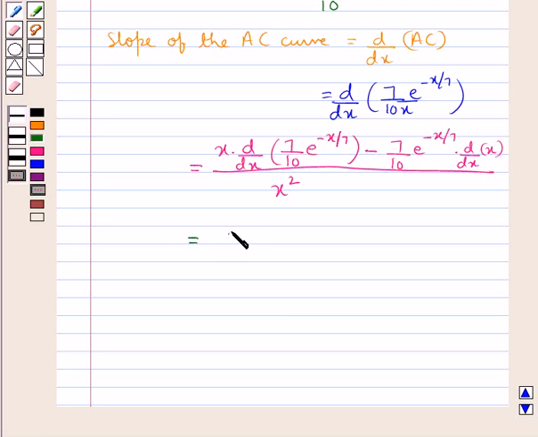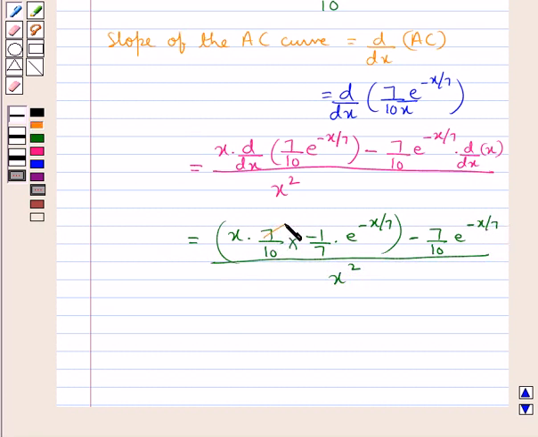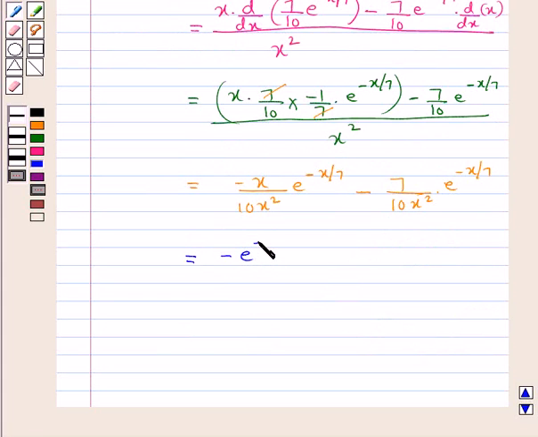So we get this is equal to x into 7 upon 10 into minus 1 upon 7 into e to the power of minus x upon 7 minus 7 upon 10 into e to the power of minus x upon 7 and this whole upon x square. So further we have minus x upon 10x square into e to the power of minus x upon 7 minus 7 upon 10x square into e to the power of minus x upon 7. And this is equal to minus e to the power of minus x upon 7 upon 10x minus 7 upon 10x into e to the power of minus x upon 7 into 1 upon x. That is, we have written 1 upon x square as 1 upon x into 1 upon x.